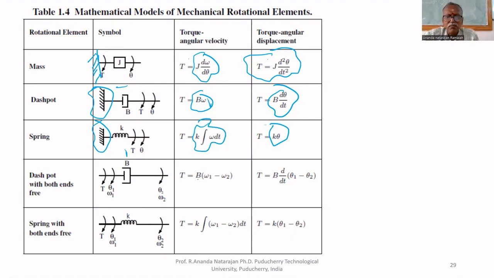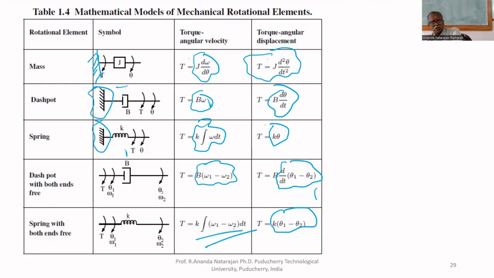If both ends are free, in the case of dashpot, b omega 1 minus omega 2, or b d theta 1 minus d theta 2 by dt. In the case of spring with both ends free, k theta 1 minus theta 2. If you know the velocity, integral of omega 1 minus omega 2. That's all. So these are all we should remember to obtain the mathematical model.